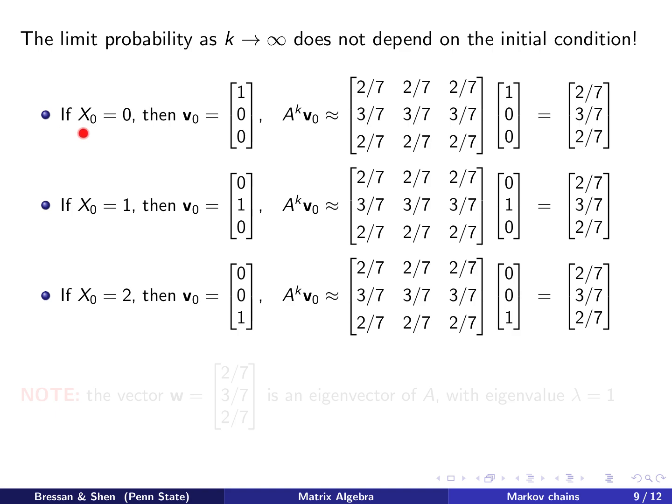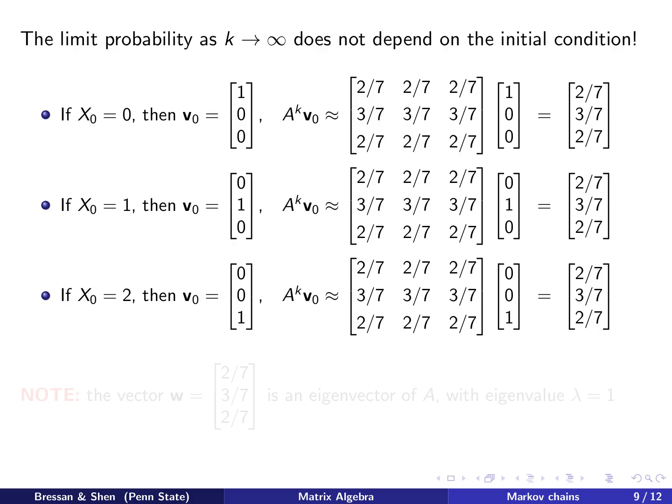Let's take the initial condition to be x0 equals 0. Then I have v0 is (1, 0, 0). And then I can compute A^k times v0, where approximately when k is large, A^k is just that, and that will give me the first column, which we wrote down here.